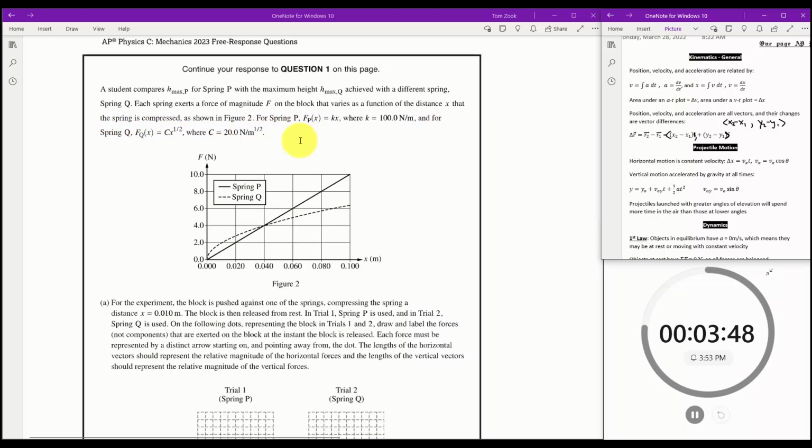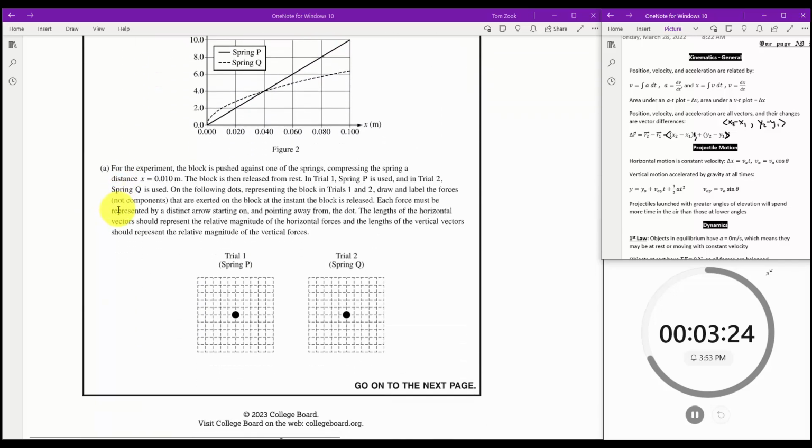I feel like I'm having to rush here and I've already done this problem before. Then it's got the k value, and for the other spring, the equation is C x to the 1/2. This looks like a 1/2 power equation, and then the other is linear, so that makes sense. Again, no questions so far, and I've spent probably a minute and a half just reading.